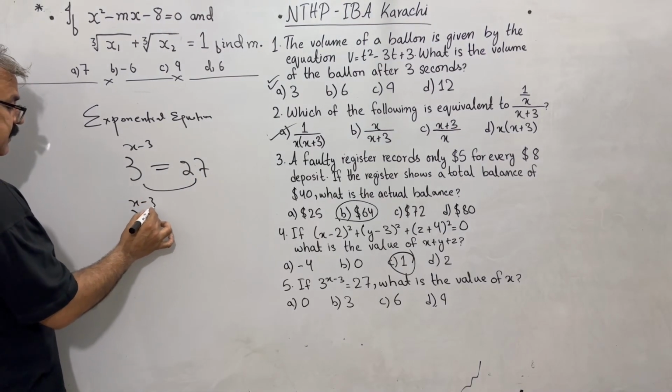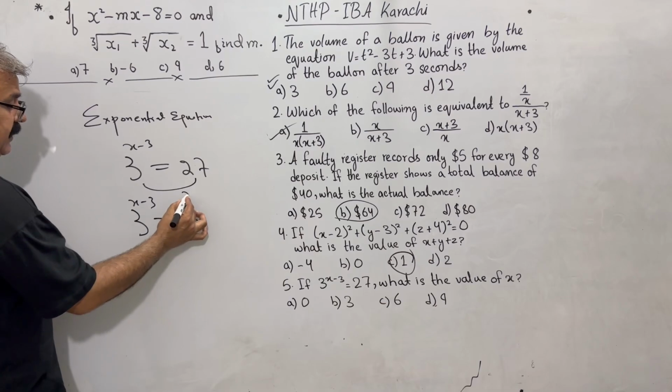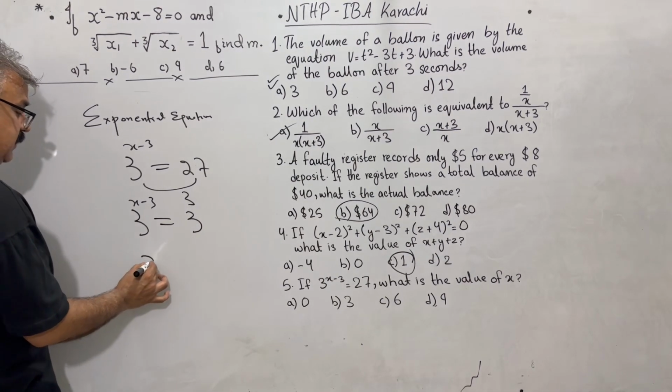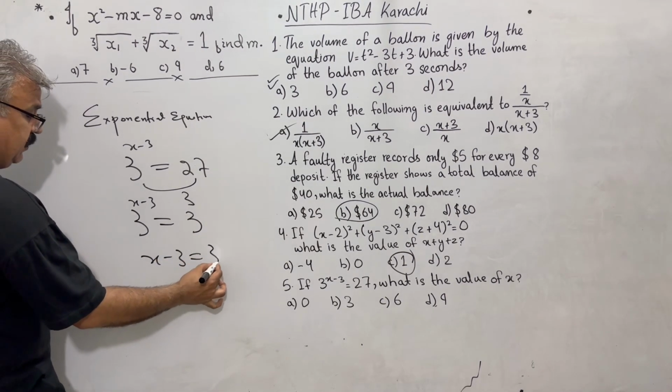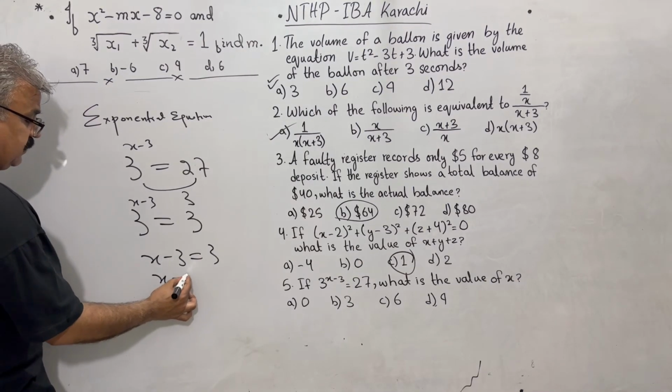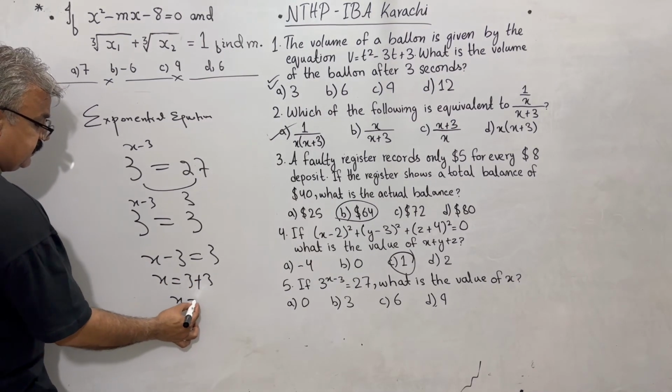3 raised to x minus 3 equals 27, and 27 can be written as 3 cube. As bases are equal, therefore powers are equal. x minus 3 is equal to 3. Solve for x. x is equal to 3 plus 3. x is equal to 6.